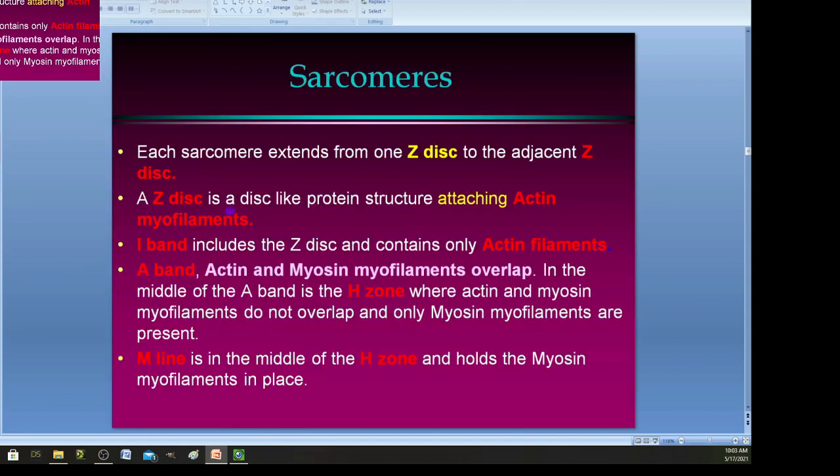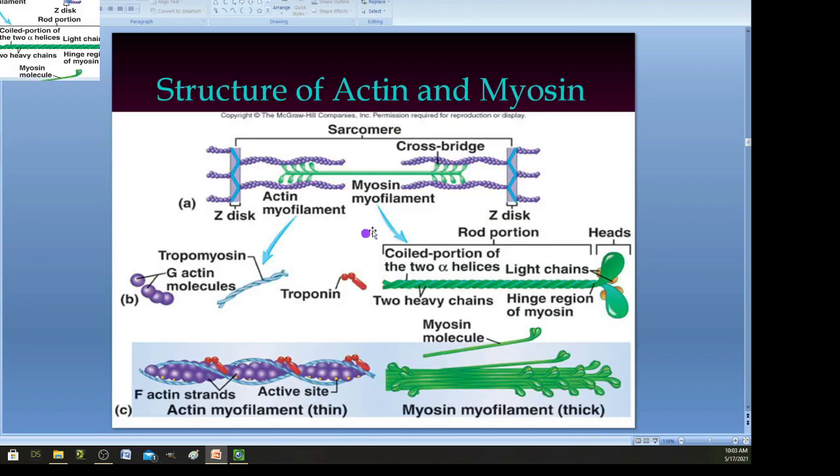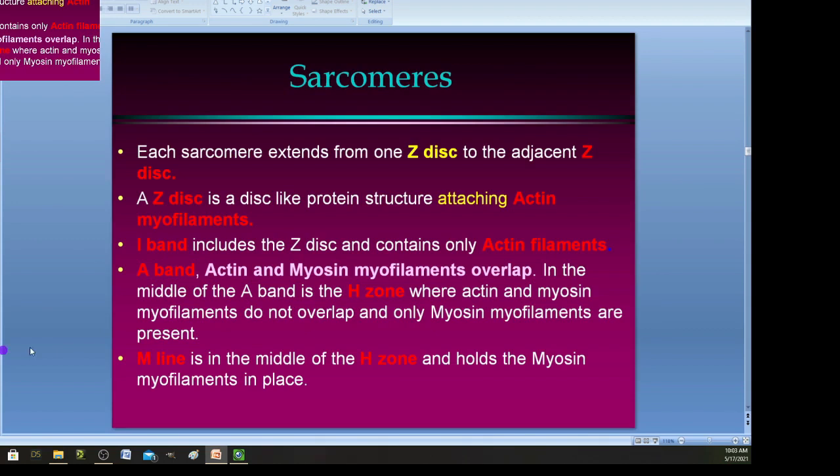Then it says a Z disc is a disc-like protein made of those structural proteins that attach actin myofilaments. So if I go back to this, you see how the actin, the purple little beads, are attached to the Z disc structural proteins. That's all that's saying. Then it says there's an area called the I band, which includes the Z discs and only actin myofilaments.